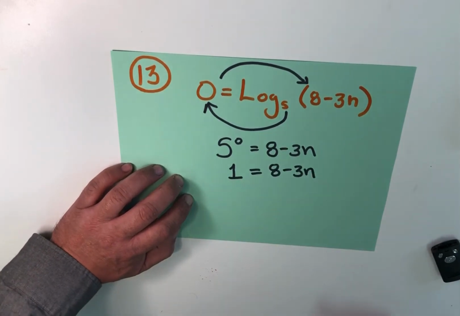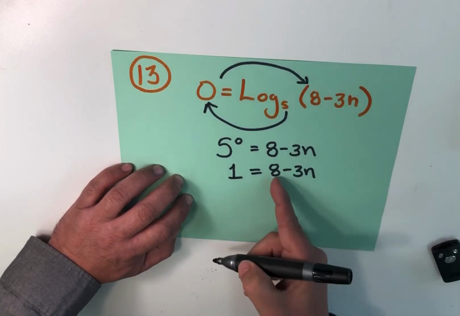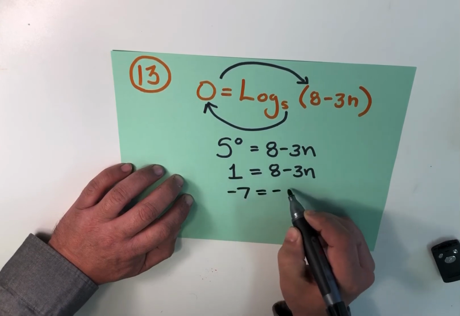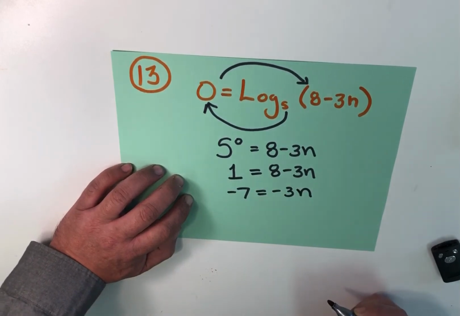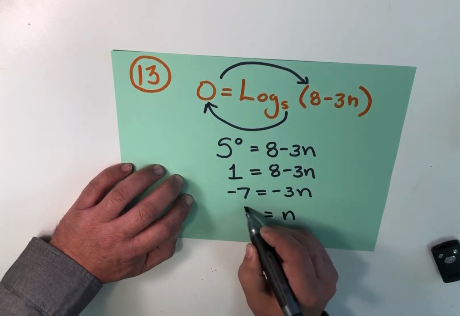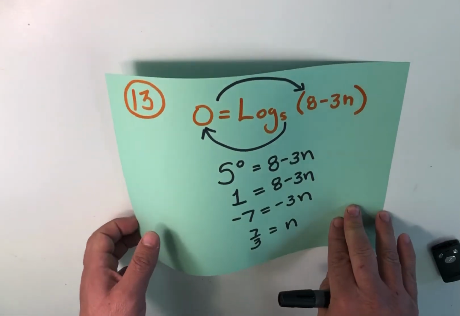And all you have to do is solve this linear equation. I'm going to begin by subtracting 8 from both sides. So minus 8 and minus 8 is going to give me minus 7 is equal to minus 3n. And then when I divide by negative 3 on both sides, you're going to end up with 7 over 3. Can we get fractions? Of course we can, so long as they are positive, no problem.